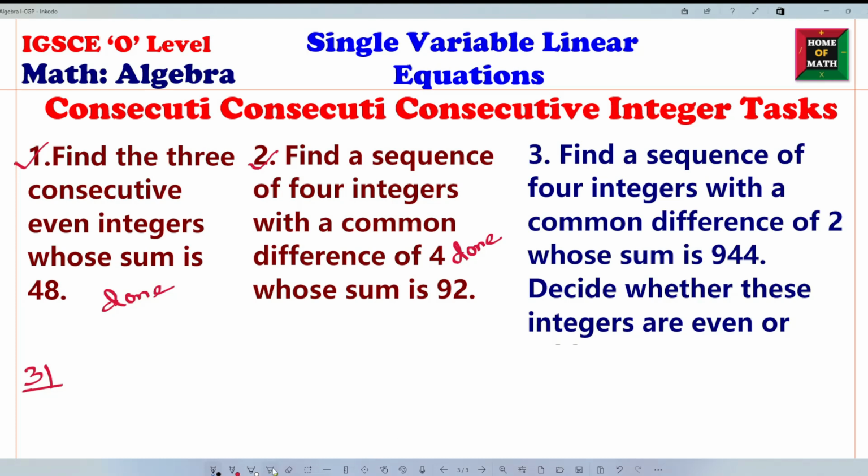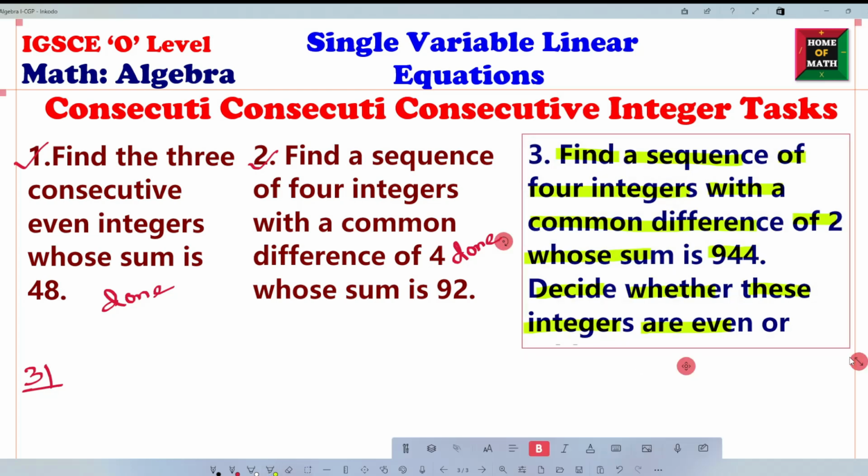Number 3 is: find a sequence of 4 integers with a common difference of 2 whose sum is 944. Decide whether these integers are even or odd. Just let's check. Here is odd.